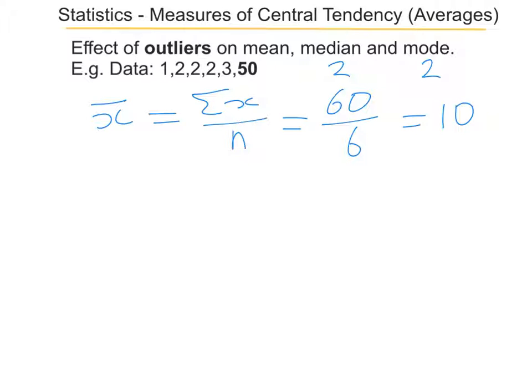So the effect of the outlier, this 50, is to make a huge difference to the mean. The mean is very sensitive to large outliers and would not be a good measure of central tendency for this data set. The median and the mode are much better. There are a lot more numbers around 2 than there are around 10.